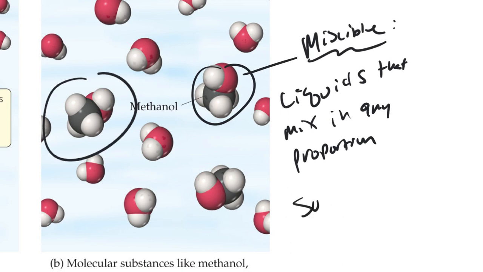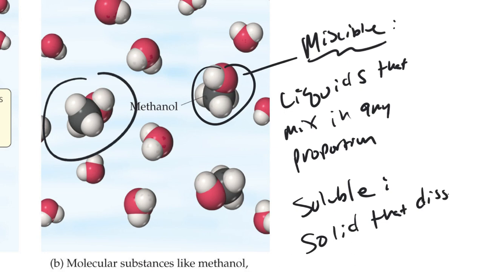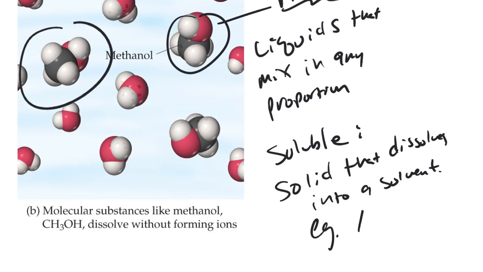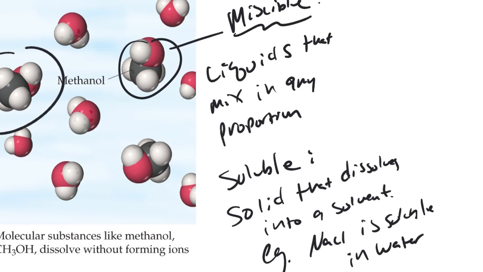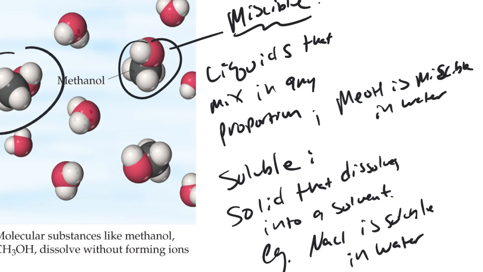So then solubility, or just being soluble, let's use the word soluble to be consistent. When we say things are soluble, this would be a solid that mixes, or dissolves is probably a better word, that dissolves. So an example for solubility is NaCl is soluble in water. And then an example of miscible would be methanol is miscible with water.